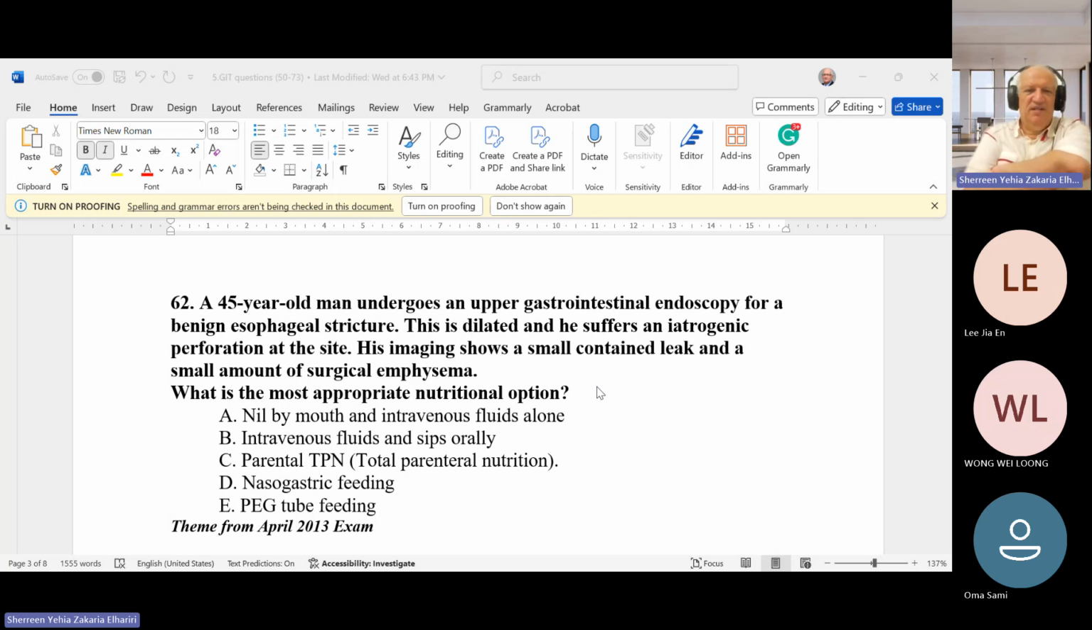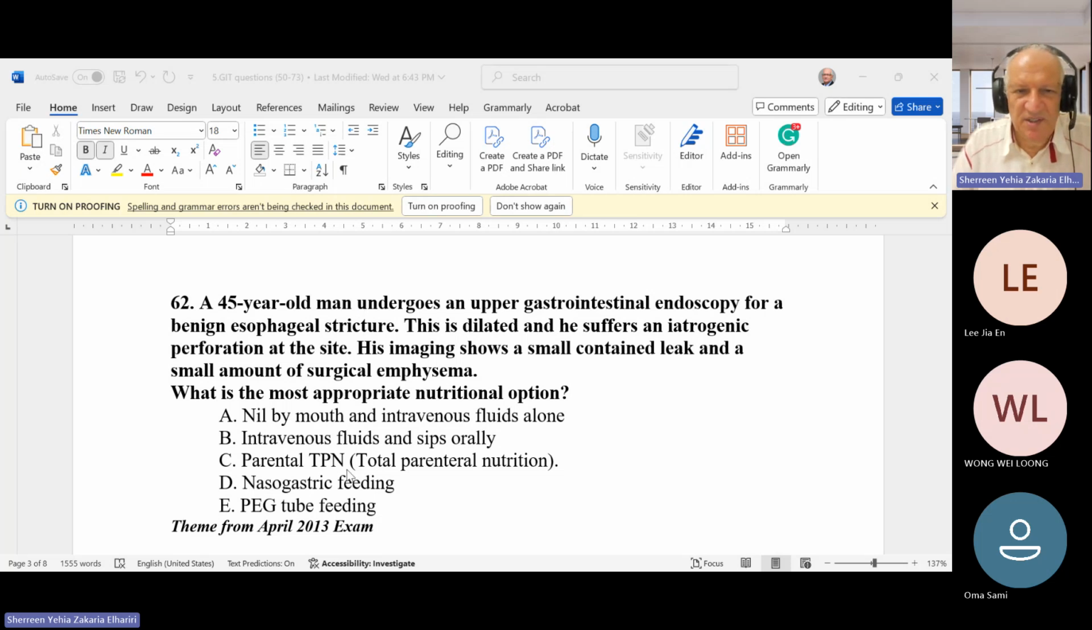Of course, nothing by mouth is correct, but what else do we give him? Anyone have an idea? Actually, this patient takes a long time to heal. Of course, if the patient is allowed to drink and eat within 1 week or 3 days, we can give intravenous fluid alone and nothing by mouth. But in this patient, it takes a long time because healing in the esophagus is not so easy.